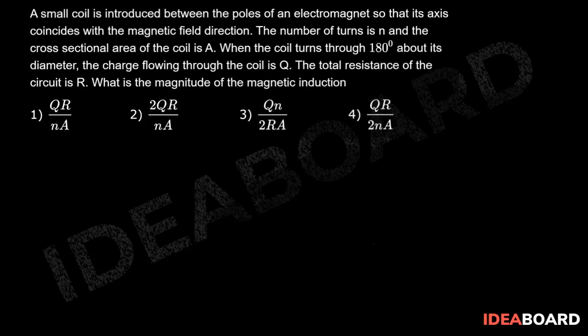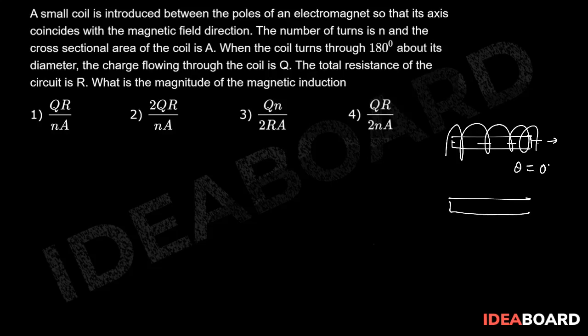Now in this question, first of all we can assume that the electromagnet and coil coincide like this. If the axes coincide, we can assume that theta is going to be 0, right? And in the second situation, when it is turned 180 degrees, theta will become 180 degrees, right? So what do I need? We need the value of magnetic induction.